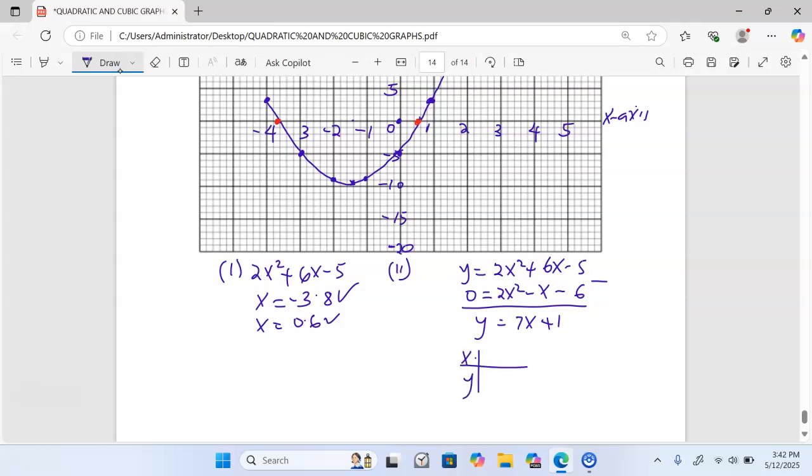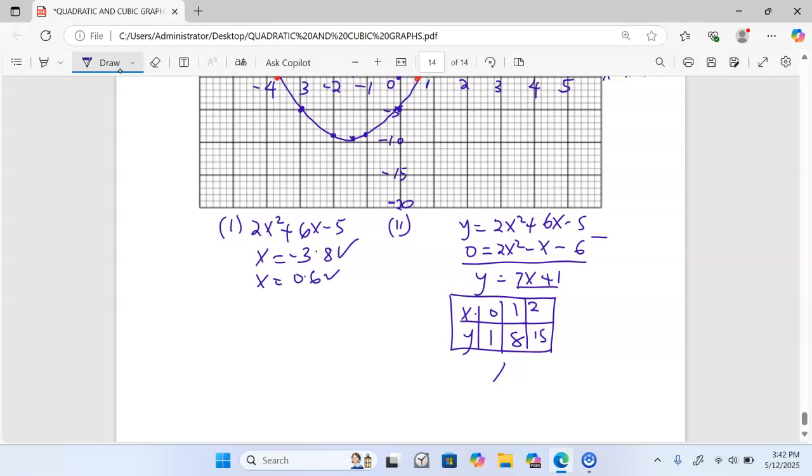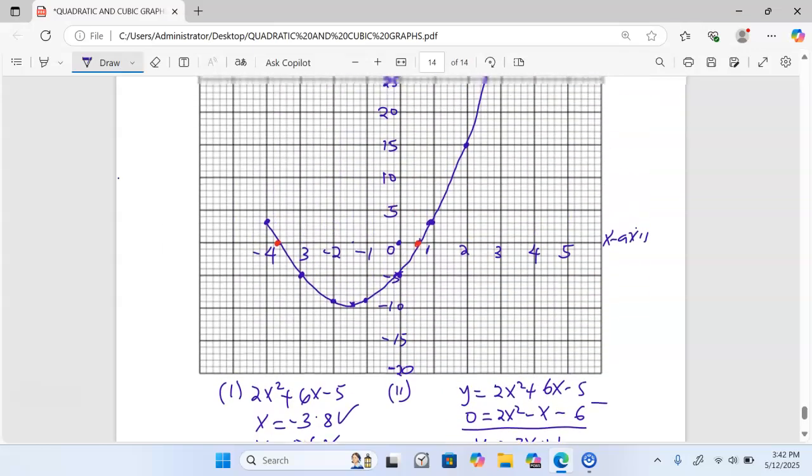So for the value of x, we assume, if x is 0, then you substitute it here. The value of y is going to be 1. And when x is 1, the value of y will be 8. And when it is 2, it is going to be 15. Those 3 points are enough for us to draw the line. And therefore, we are going now to pick the values of x from where the line and the curve intersect.